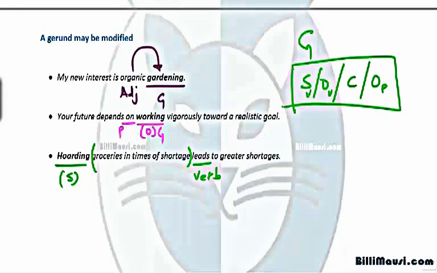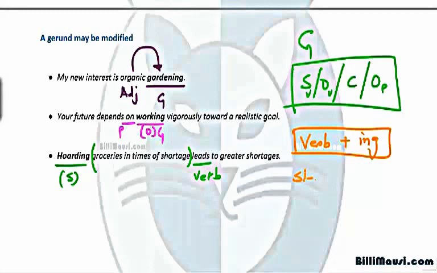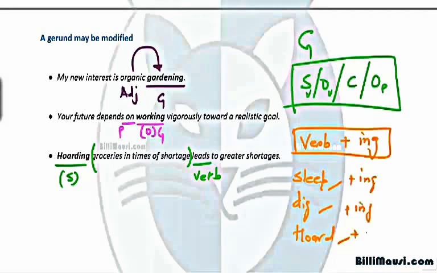And gerunds are formed from verbs by adding ing. For example, sleep, dig, hoard. All these words are verbs plus ing. When they are added with ing, they behave as gerunds when aptly used in a sentence.